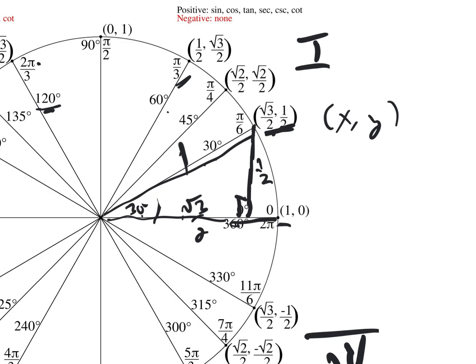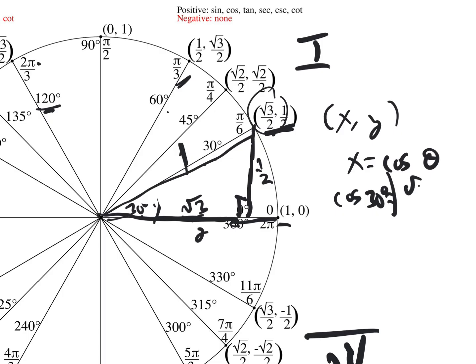So what's good about this is I know for a fact that my x value is always the cosine of my theta. So therefore, cosine of 30 degrees will be the x value, which is right here, square root of 3 over 2. Whereas the sine of 30 degrees will be the 1/2, the y value.